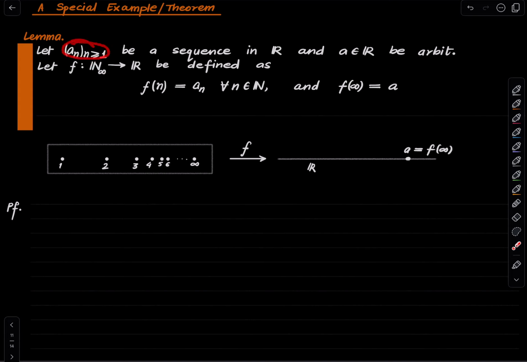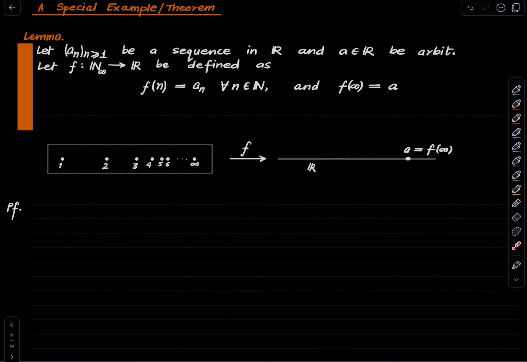So fix any sequence in the real numbers and let A be some arbitrary real number. We can then define this function. This is just a function which maps the nth natural number to an, and it maps infinity to a. So infinity goes to a and the nth natural number goes to an. Now, what did we say was the point of this topological space? This was kind of saying that the natural numbers converge to infinity. So we would hope that one can encode the notion of convergence using this topological space, and indeed we can.